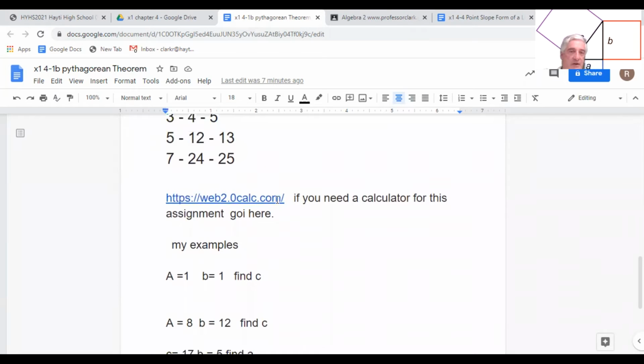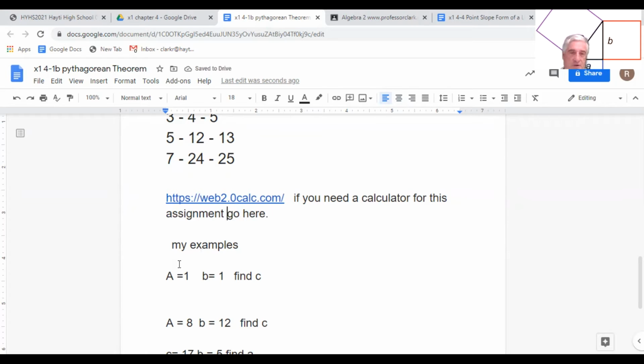If you need a calculator, I've loaded one on this assignment. Go ahead and make it on your PowerBook, on your Chromebook, or your computer at home. Just put it in as an extra favorite page.